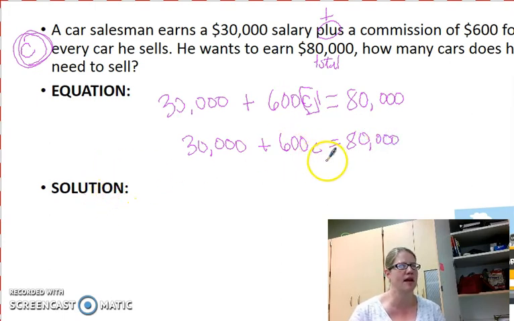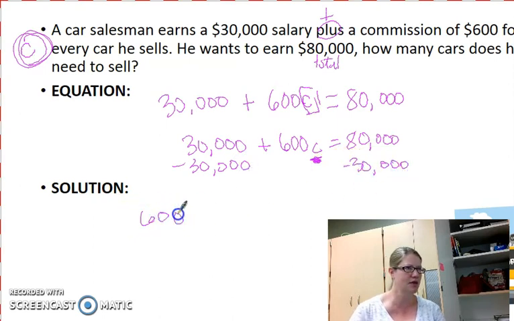Okay, so down here we want to solve this equation. We're just trying to find what C is. That means we've got to get C all by itself on one side of the equation. So the first thing we need to do to get C by itself is we need to get rid of this $30,000. So we're going to subtract $30,000 from both sides. So I'll be left with 600C equals $50,000.